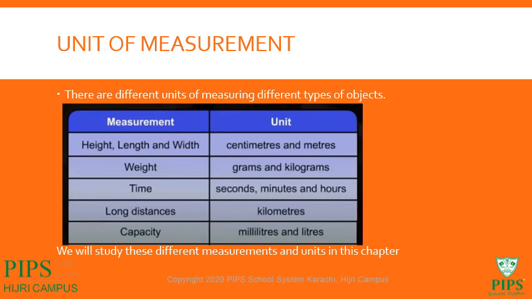Likewise, you can see here time. When we are looking at time, we talk in hours, minutes and seconds. When we are talking about long distance, we talk about how many kilometers we travel or have to cover. Similarly, capacity is the measurement of water or any liquid. These are measured in liters and milliliters. These are the different units we are going to discuss in this chapter.